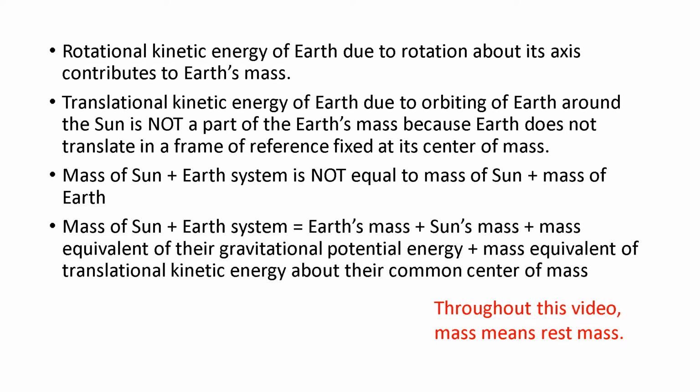If we consider the Sun plus the Earth as a single system, then the mass of this system is not simply equal to the Sun's mass plus the Earth's mass. We also need to add the mass equivalent of their gravitational potential energy and also the kinetic energy of the system relative to a frame of reference which is fixed on the system's center of mass. Note that the Earth does not move from one place to another with respect to its own center of mass, but it moves with respect to the center of mass of the Sun plus Earth system.